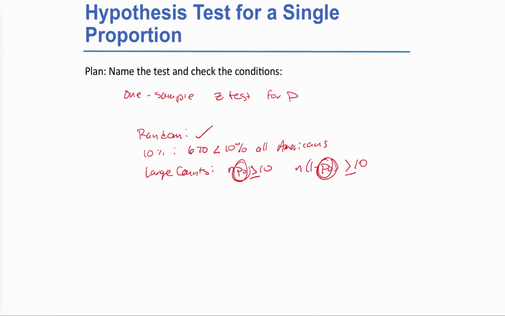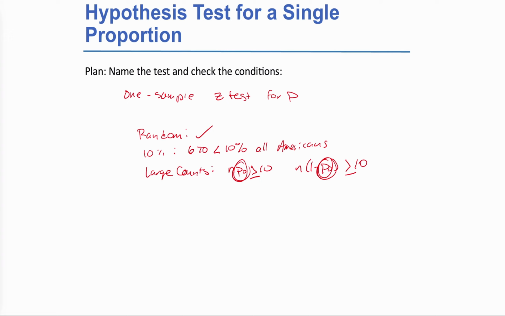In our confidence intervals, when we did the large counts condition, we did p-hat because that was the only p that we had. For a hypothesis test, we are assuming that the null value is true, so we use that null value for checking our large counts.